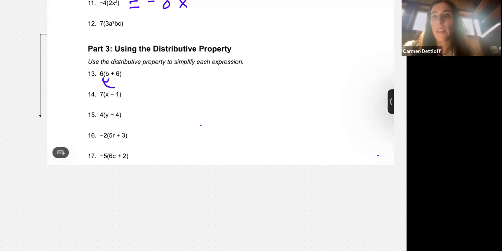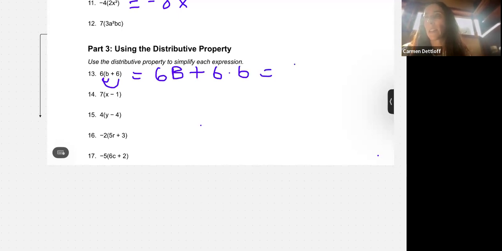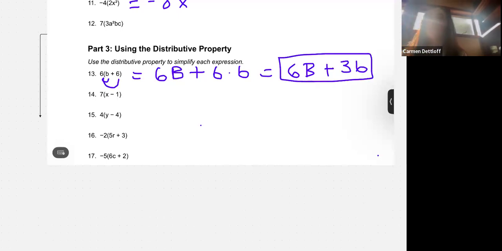I don't like this one because it's 6 and the b, so I'm going to use capital B. 6B plus 6 times 6. 6 times 6 is 36. So I get 6B plus 36 as my final answer. And also on this one, you see I've got variable first, then my constant.